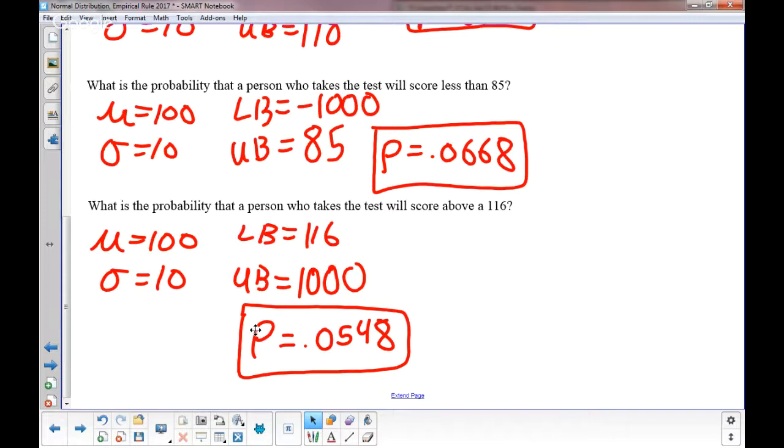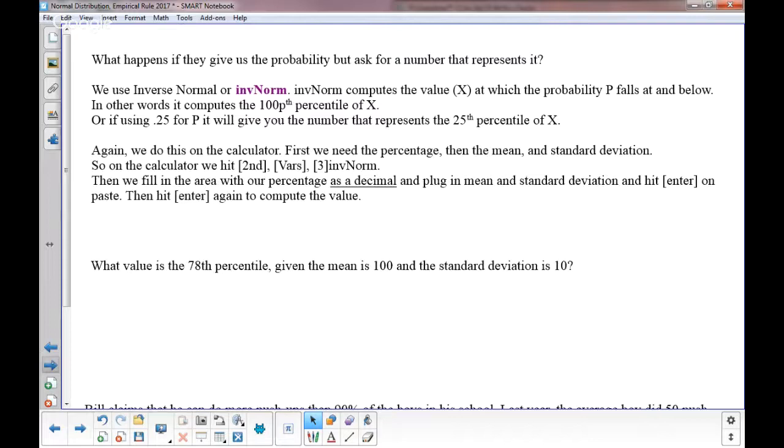All right. Hopefully, again, if you do not understand this, rewind, go back and look at it again. All right. So now, given that this was finding probability, what happens if we know the probability, but we want to find certain other things? They give us the probability, but ask for the number that it represents.